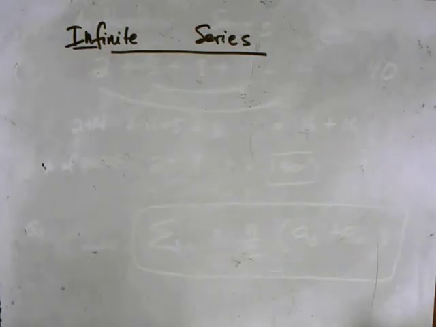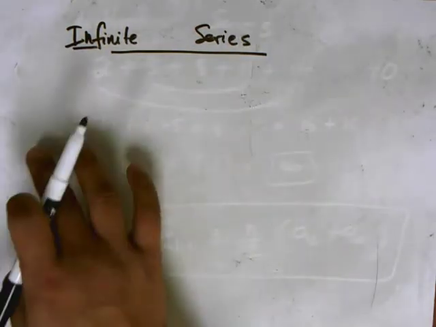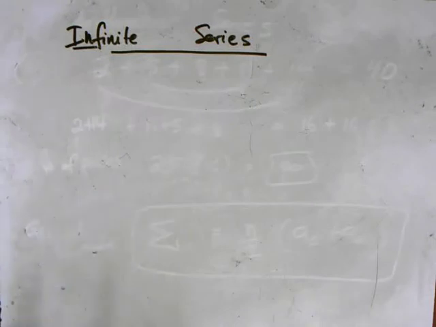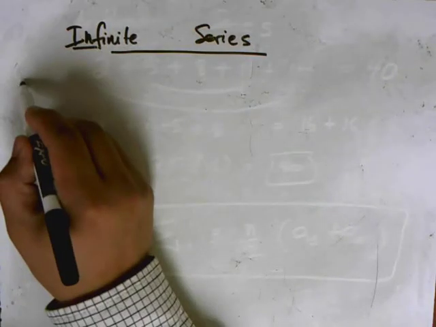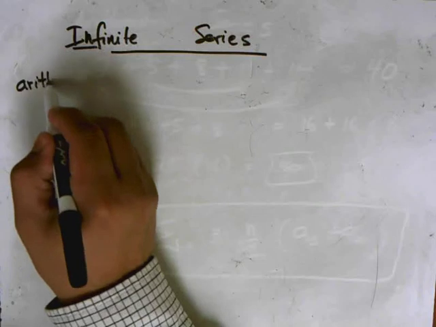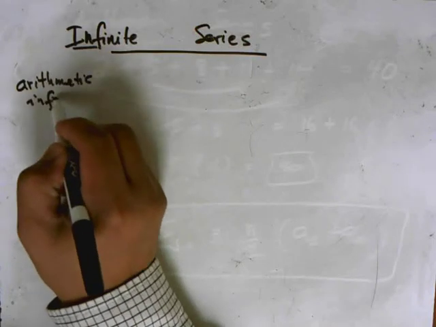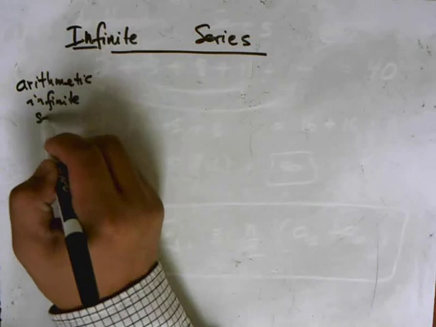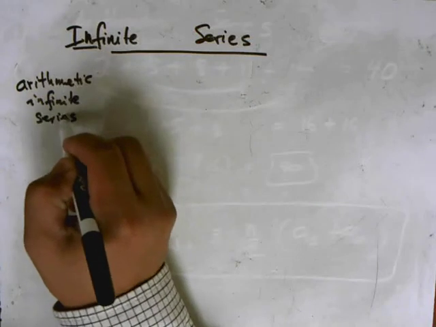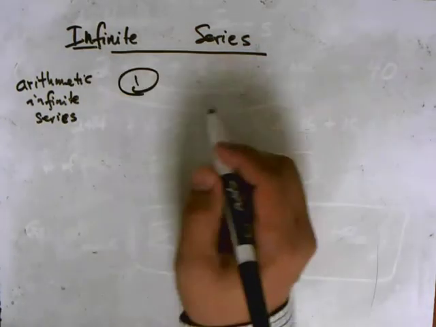So in this video we are going to look at some infinite series, and we're going to start with an arithmetic series. And the first question we want to ask ourselves here is, are these series convergent or divergent? So we're going to try an arithmetic infinite series. And we'll just look at an example here.